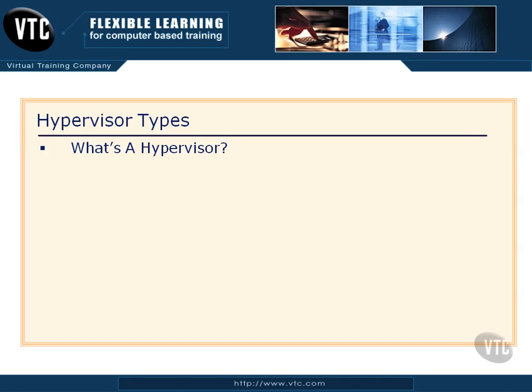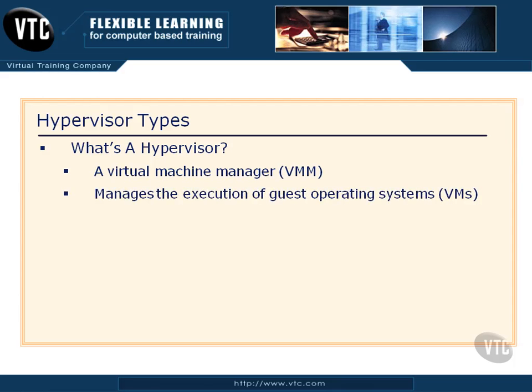First of all, what exactly is a hypervisor? Well, a hypervisor is a virtual machine manager. You will hear this referred to out there in documentation from time to time as a VMM. What it does is it just sits out there and manages the execution of the guest operating systems, which are also referred to as VMs, or virtual machines. So that's what it is. That's what it does. But as it turns out, there are two types of hypervisors out there in the virtual landscape.